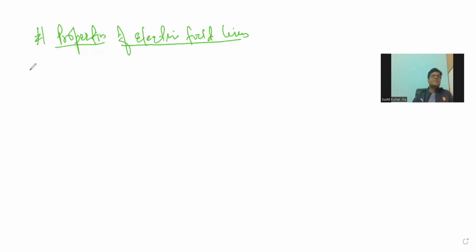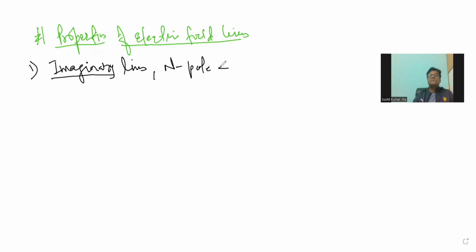For this, first and foremost, these are imaginary lines, which means these lines are not real lines. Not only imaginary lines, they always start from the North Pole and move towards the South Pole, but the condition is outside the magnet, or outside the charge, right?